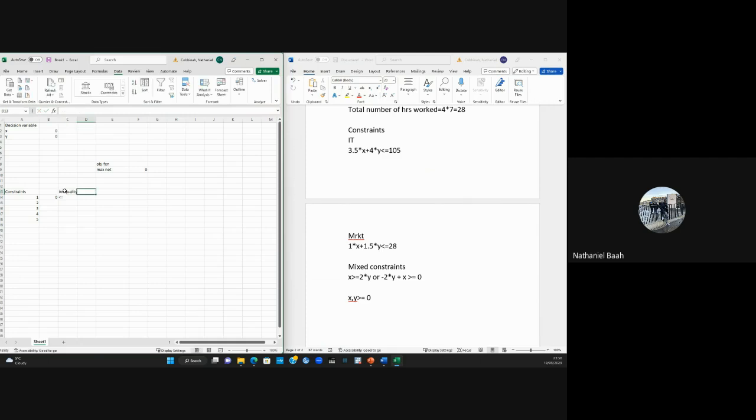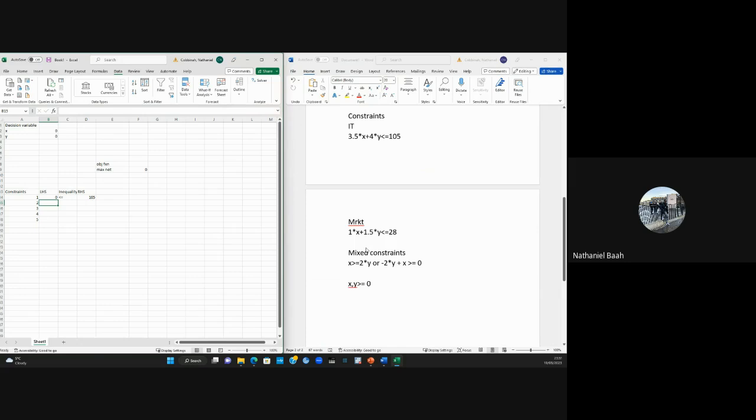Inequality. Then I'll name here my right hand side, which will contain the constraint. So let me say this is my left hand side. Yeah. Should be less than or equal to 105. Enter. Good. What's our constraint 2?